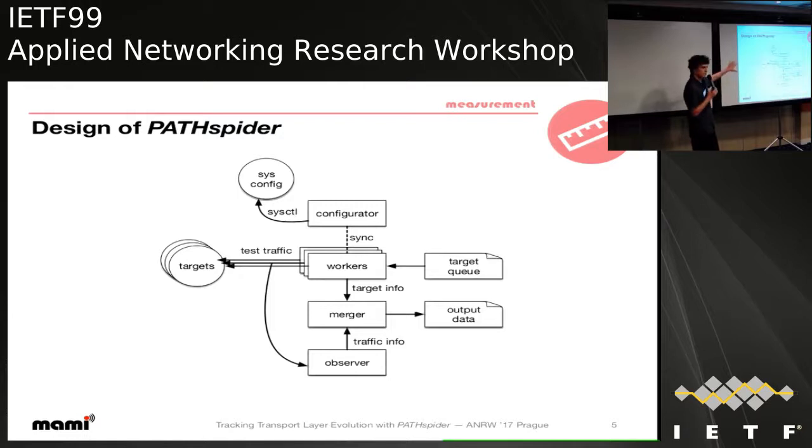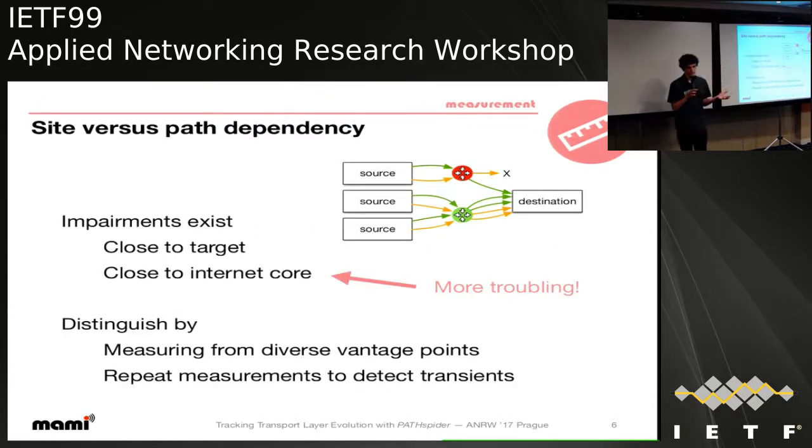So this allows us to figure out whether certain protocols impede functionality, yes or no, but only from one location. But in the internet, you typically have two places where impairments exist. Well, actually three. You have your access network, then you have impairments close to the target, and you have impairments close to the network core. But we measure from data centers, so we rule out the access network, so we're not very interested in that. And you want to be able to distinguish between the two, because when you have a problem in the internet core, that's obviously way more troubling than when someone puts up a broken box somewhere at his house.